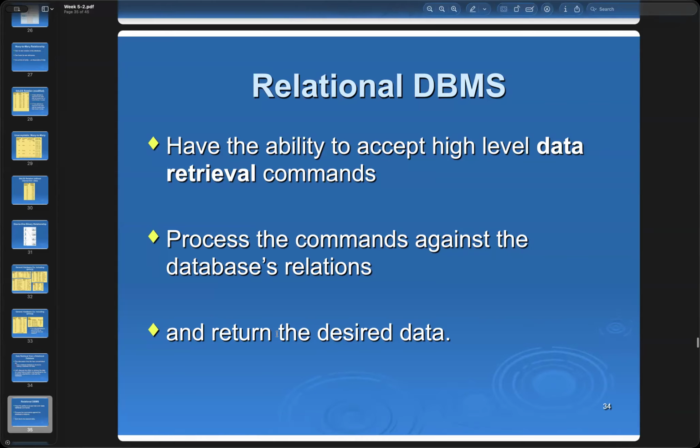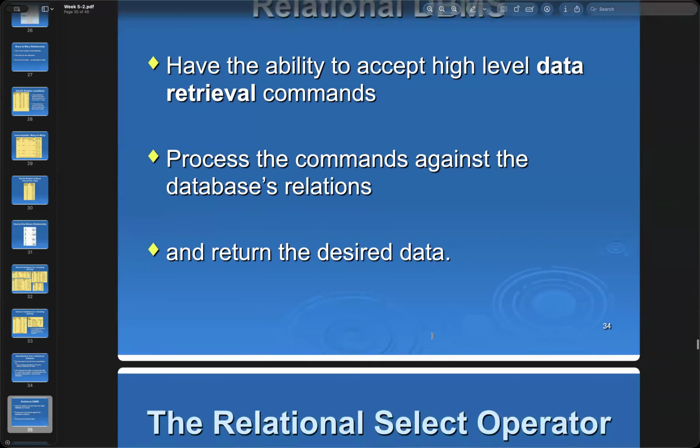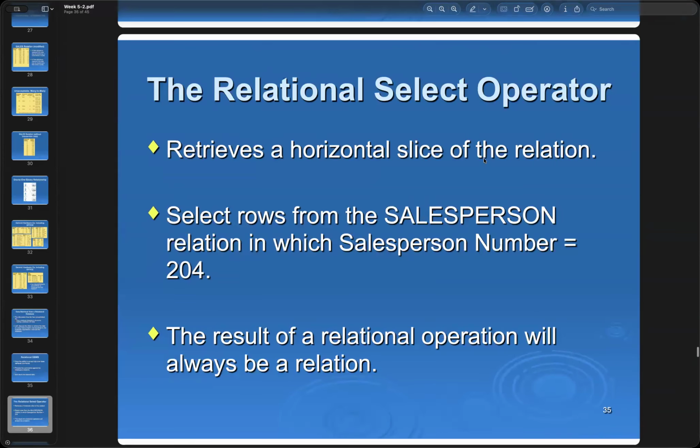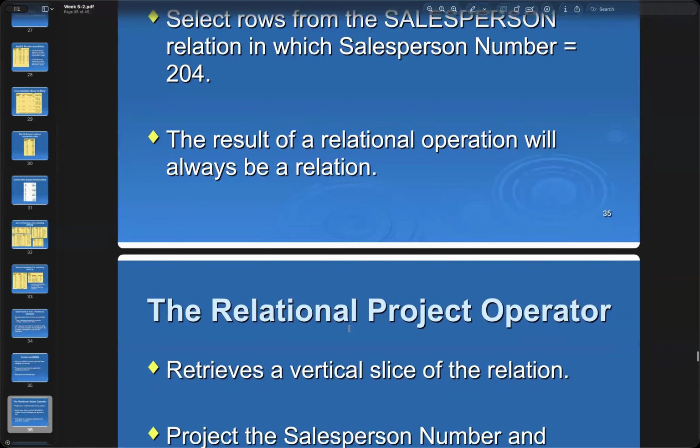And then later, the last step, we need to return the desired data. That's what we're doing when we use SELECT. We try to retrieve a horizontal slice of the relation. Remember, horizontal because it's rows, right? Every row. When we select the rows from the salesperson relation with the salesperson number equal to 204, the result of a relational operation will always be a relation. So it's also called a relation when it comes out.